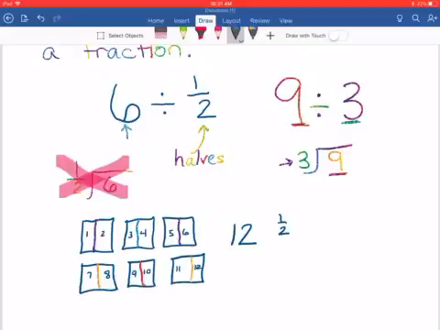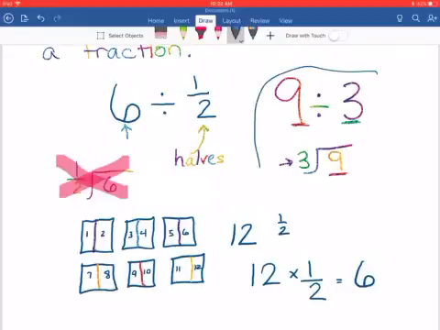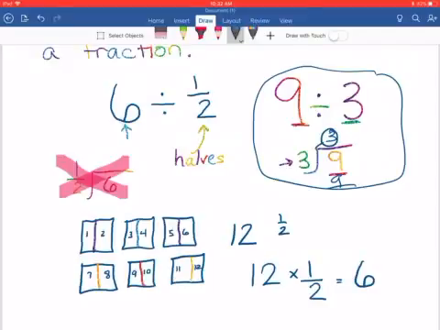And remember, I could do 12 times 1/2, and that would get me 6. So just like here, remember I can take 3 times 3, and it should get me 9. So 6 divided by 1/2 is 12.